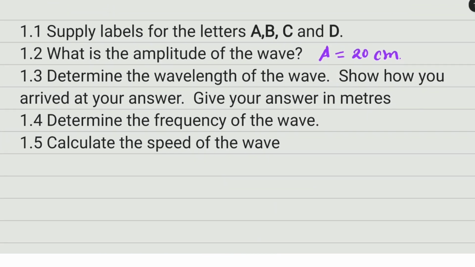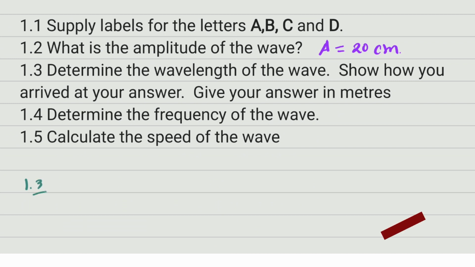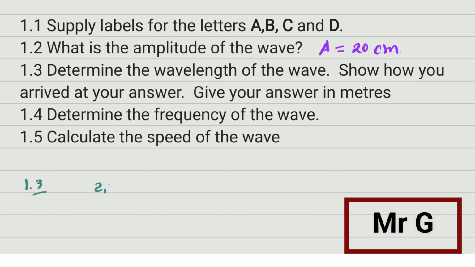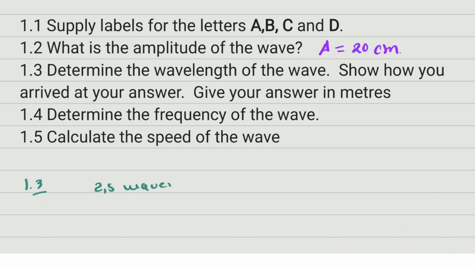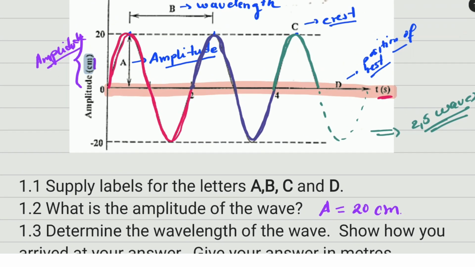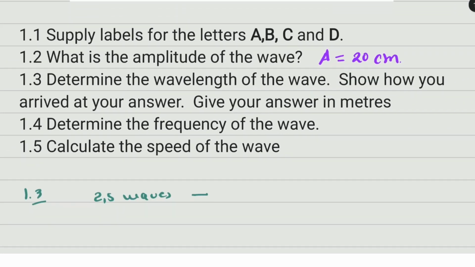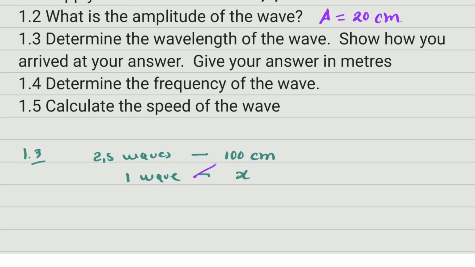So how are we going to solve that question? This one is question 1.3. What do we have? We have that 2,5 waves cover a distance of 100 centimeters. You can see there is 100 centimeters. Now the question is, one wave, how many centimeters will it be? And you are going to do a cross product here. So you have that 2,5x is equal to 100 multiplied by 1.